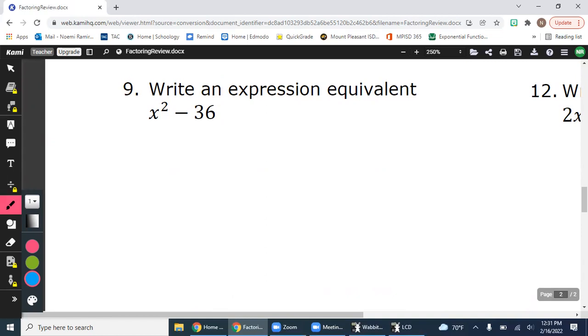So that means the first thing I'm going to attempt is to take the square root. If you cannot, or if it gives you a decimal, that means there's a greatest common factor. But if I take the square root of x squared, I do get a perfect value. What is the square root of x squared? X. And what's the square root of 36?